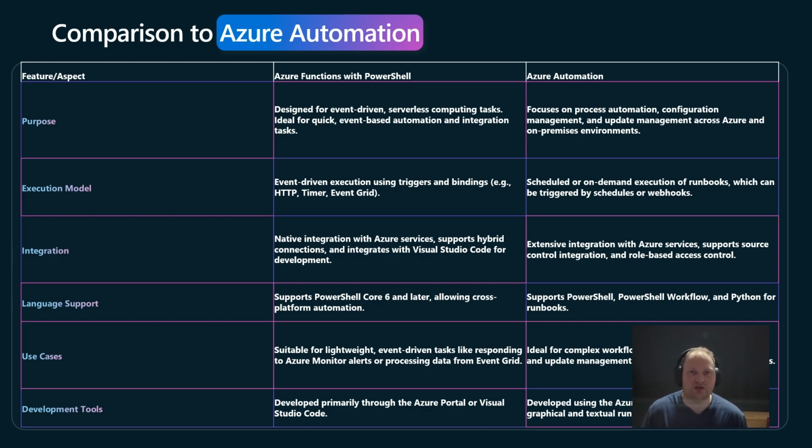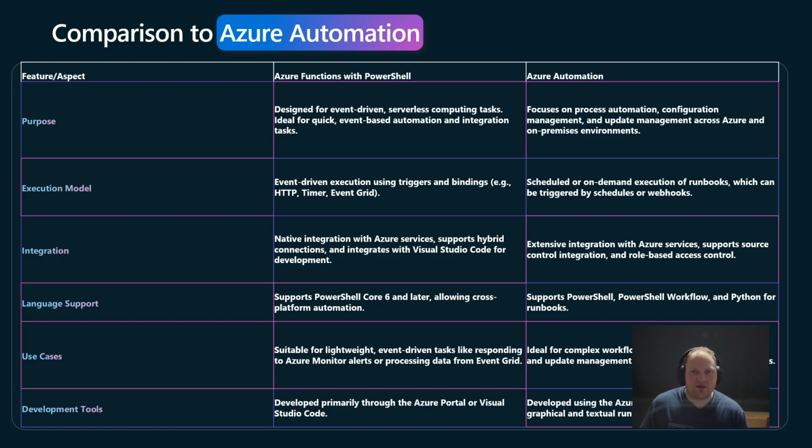When we talk about integration, this is where Azure Functions truly shines. Azure Functions is natively integrated with a wide variety of event-driven services within Azure, such as Event Grid, Azure Storage, and Service Bus, allowing it to respond quickly to those real-time events. This makes it an excellent choice for scenarios where automation must happen instantly in response to those specific triggers. On the other hand, Azure Automation provides extensive integration into Azure services as well, but it's more focused around scheduled tasks and on-demand automation, which are perfect for those repetitive processes, configuration management, and system updates. Regarding language support, both Azure Functions and Azure Automation support PowerShell, but Azure Automation also supports PowerShell workflow, which offers greater flexibility if you need to build those complex automation scripts.